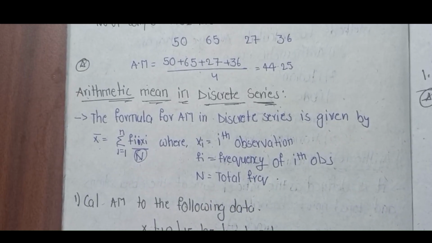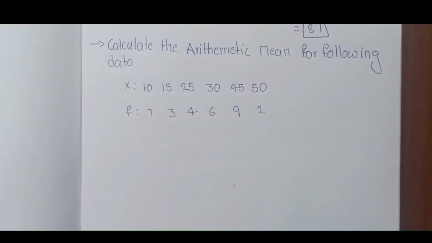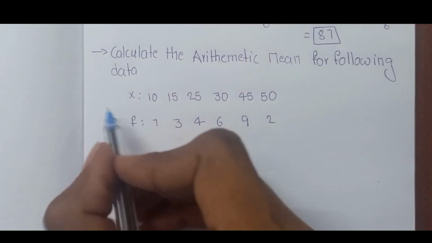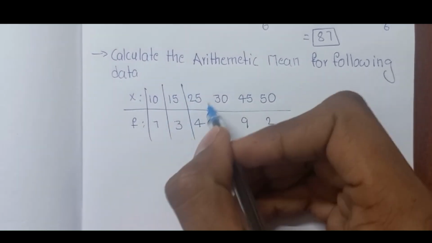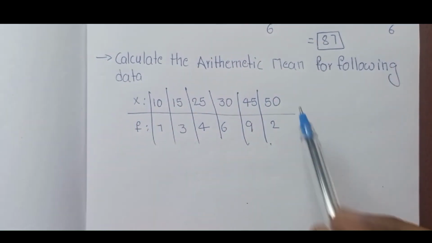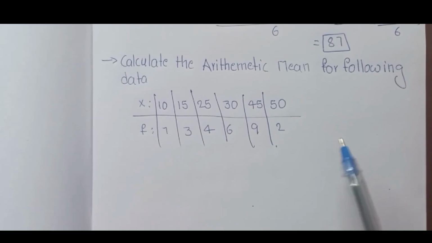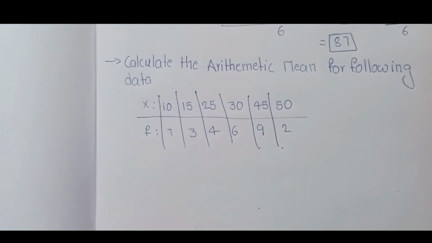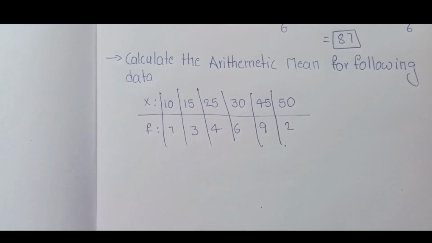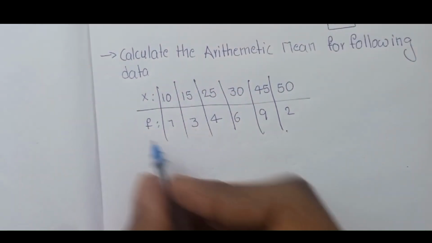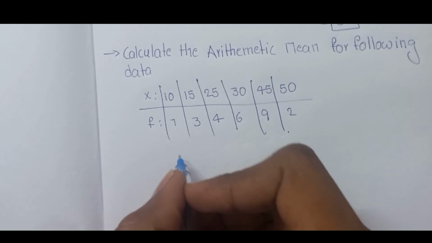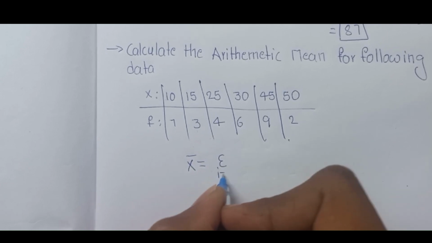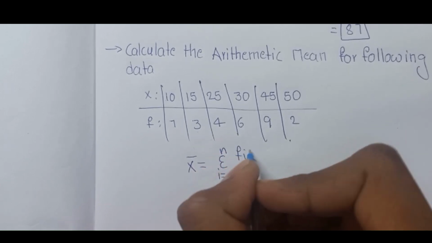Now we will do one problem on arithmetic mean in discrete series. Let us assume this data and see how we can decide this data is in a discrete series. The values of x are depending on the frequencies. So if any values are depending on other values, then we can say that they are in a discrete series. Now what is the formula for finding the arithmetic mean in discrete series? X bar is equal to sigma i equals 1 to n of f i x i, divided by capital N.